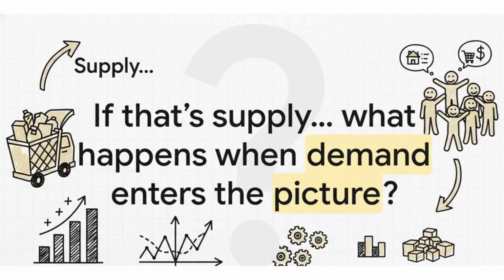And that kind of leaves us with one big final question, doesn't it? We've just figured out one half of the most famous team in all of economics. But what happens when the wants and needs of buyers, demand, enters the picture? Because that dance between supply and demand, well, that's what makes the entire market go round.